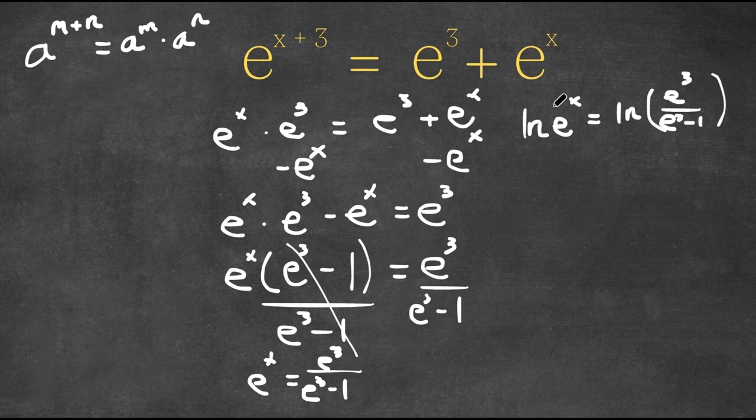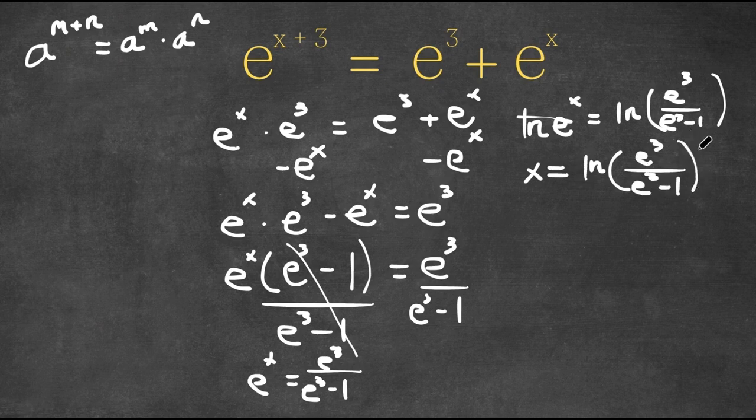And if we take the ln of e, these two would actually cancel out, and we would simply be left with our exponent, which in this case is x. So we would have x is equal to ln of e to the power of 3 over e to the power of 3 minus 1. So this is our answer.